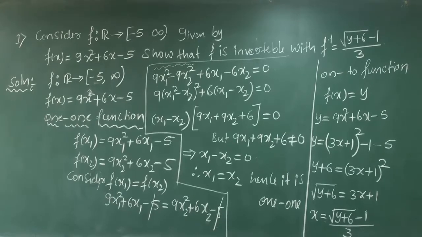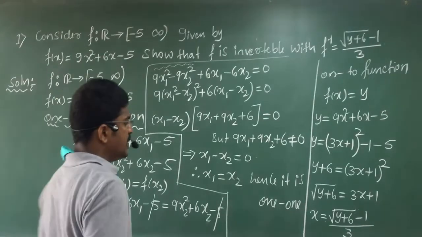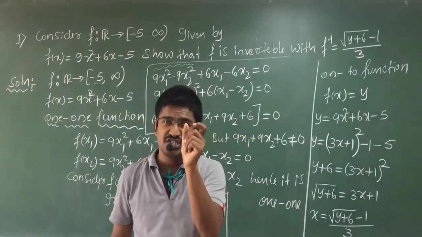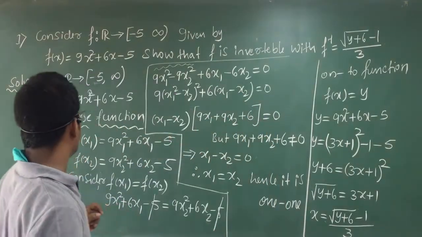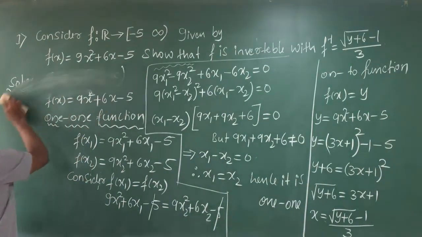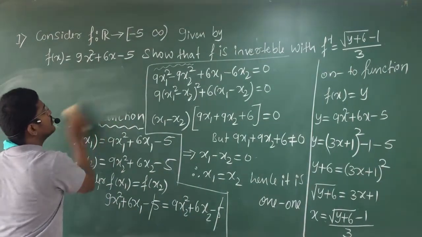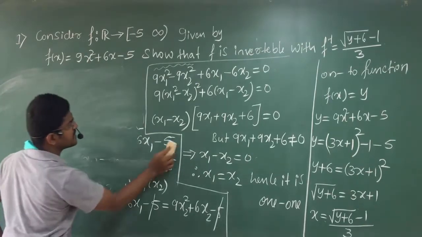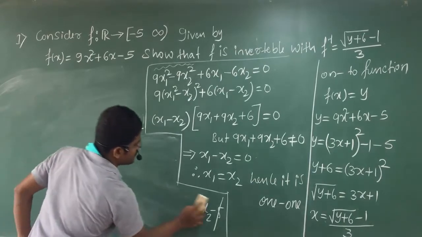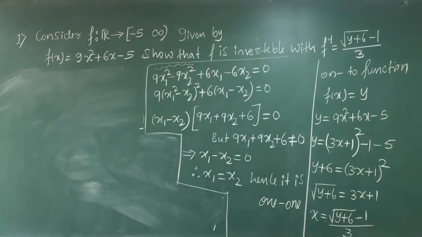So this is how you have to prove onto function. After writing this, you have to write the definition of onto. What is the definition of onto? See here, I will write it. Now I will remove all these terms because there is no space. Clear? What you have to write for onto?